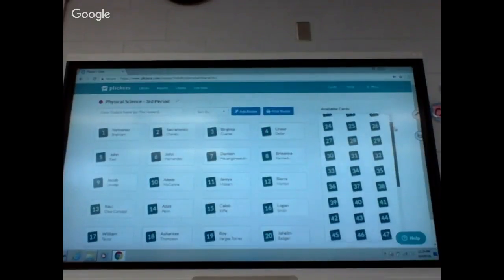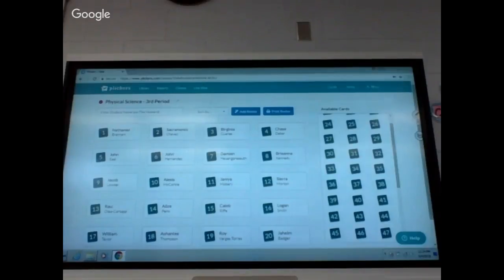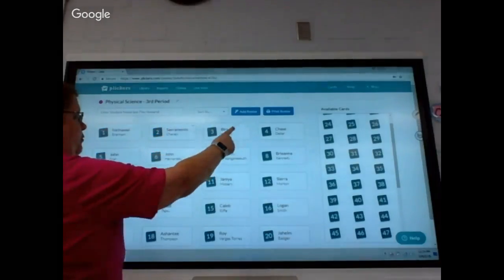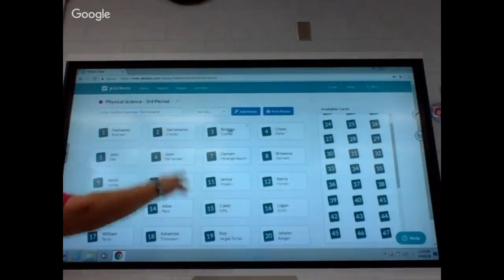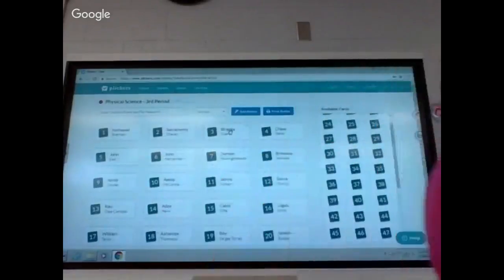All right, so that's not what I want. Okay, I think everybody's name is up there. I think I've got it big enough that everybody can see it. Like Nathaniel is card 1, Sacramento's card 2, Virginia's card 3, and so forth. So find your card number and grab your card.